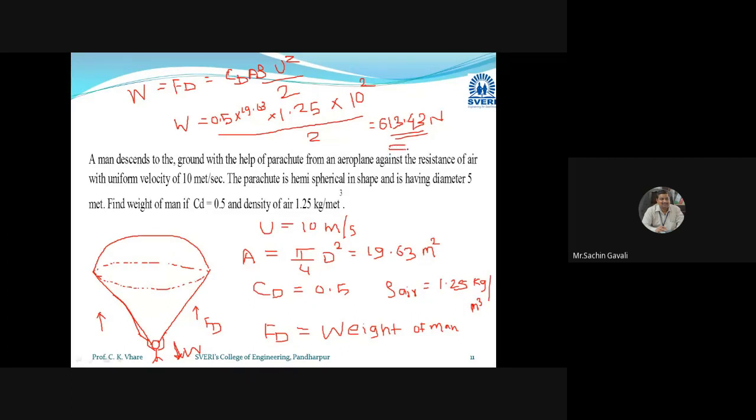Somebody is interested in kgf. What is kgf? Divide by 9.81. So that man is not that much overweight or underweight; it is about 62. Somebody has calculated. What is that value? 62 kilo something, kgf, kilogram force. 62.54.